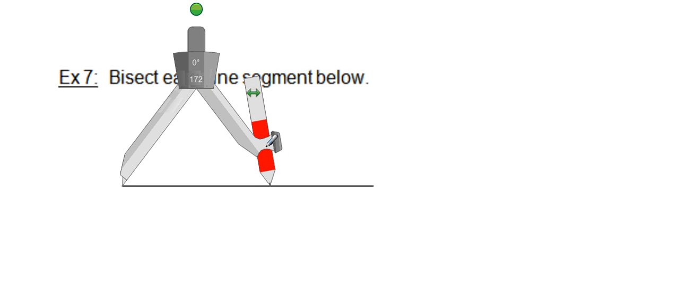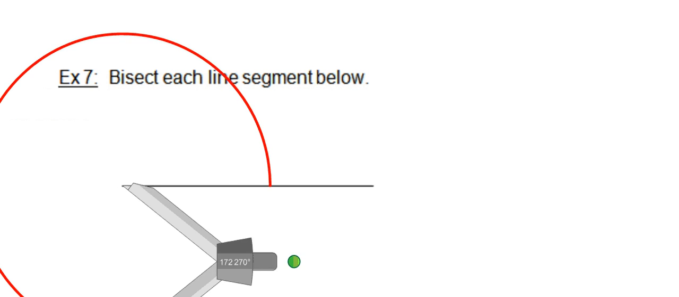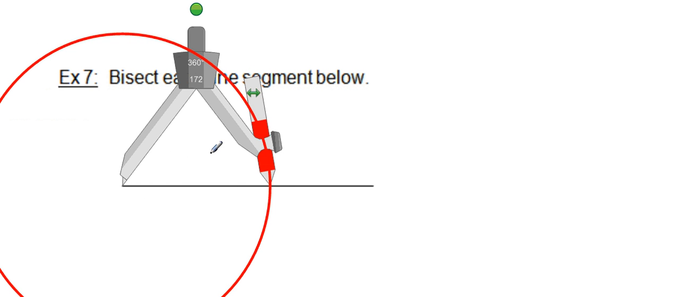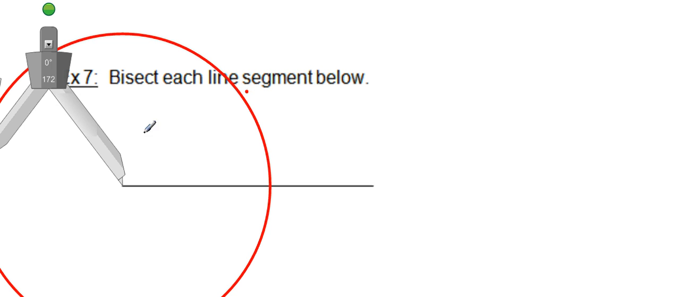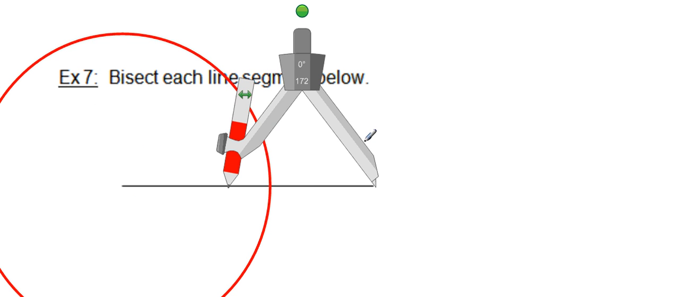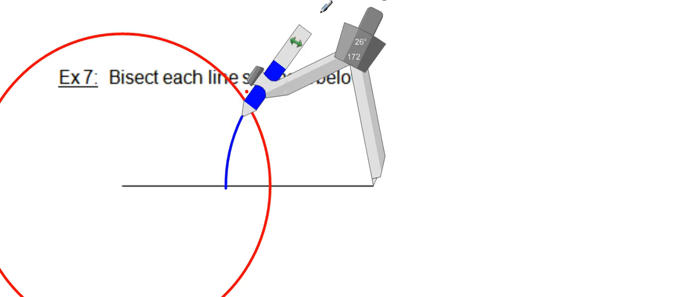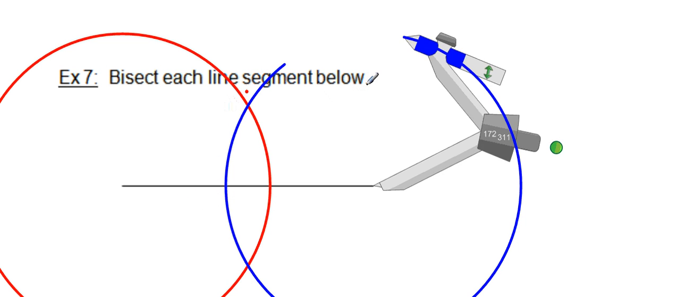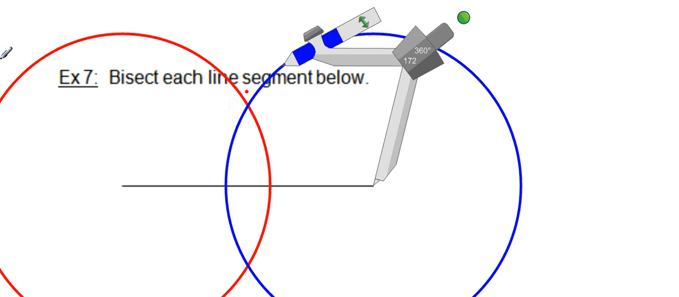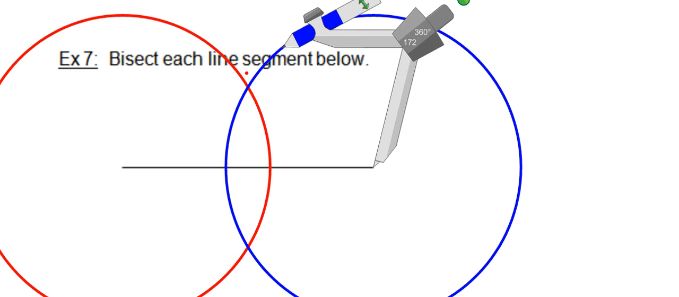Go ahead and draw a nice big arc. Keeping that compass setting exactly the same, I'm going to spin my compass around and move the point of my compass to the other end point. Draw another nice big arc. If you want, you can draw the whole circle, and then use my straight edge to connect the points where those two arcs meet. And there is my perpendicular bisector.